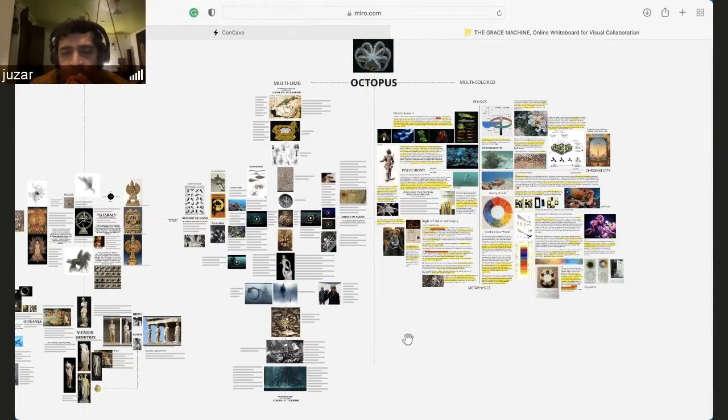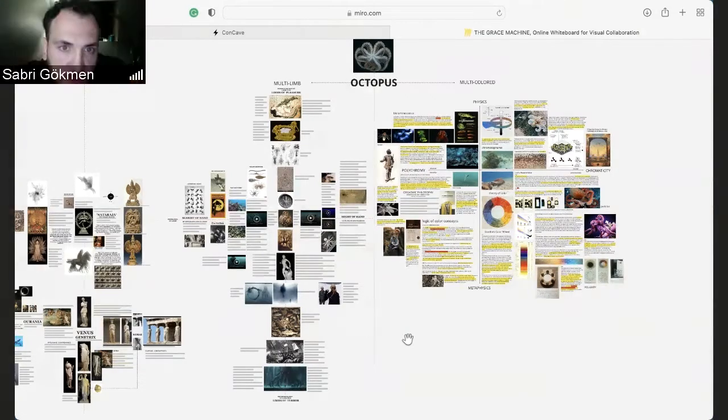We are actually investigating the octopus, this figure of the octopus with its limbs, like it's a multi-limbed organism, and we are also investigating it from more of a consciousness side, from polychromy and color as well. So that's why we wanted to focus on these two aspects and divide the figure into two complementary halves. So I think Juzar is going to start first, then I'll pick up.